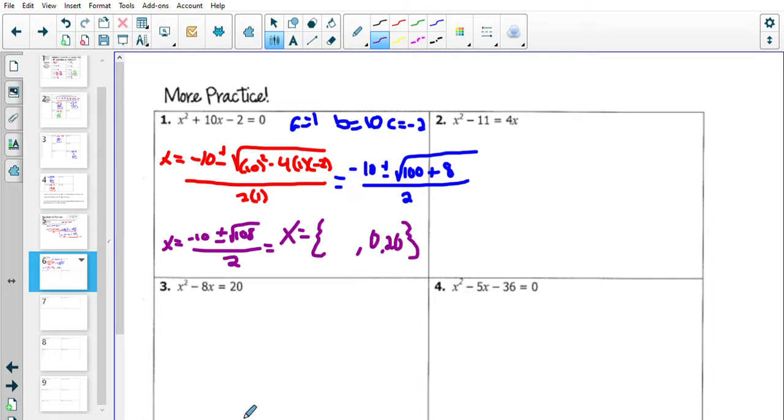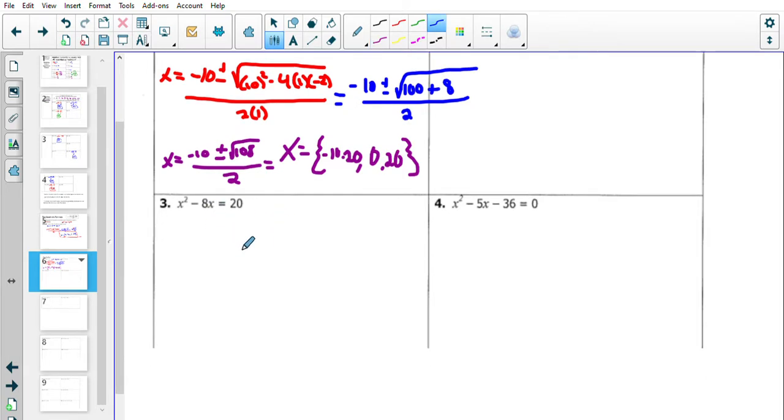And then the other one, we're going to do -10 minus the square root of 108, all divided by 2. Sorry about that. -10 minus the square root of 108. I forgot to hit the division sign, by 2. And that gives us -10.196, or negative 10.20. All right, so those are our two solutions there.